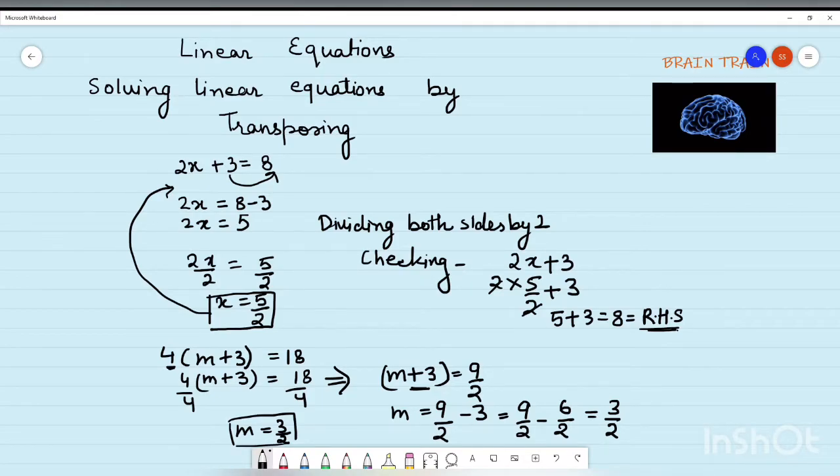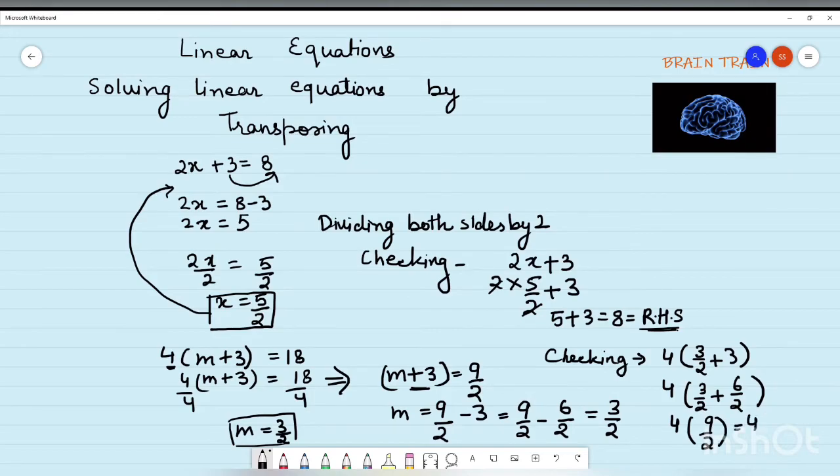You can check it by putting this value in this equation. How will we check? Here we'll do the checking part. We'll put it in the left hand side, that is m, directly we'll put the value plus 3. Again we'll do it according to fractions. This will be 9 by 2. We'll open the bracket, 4 into 9 by 2. It will be 2, 18. So we got right hand side is equal to right hand side. Therefore, our answer is correct.